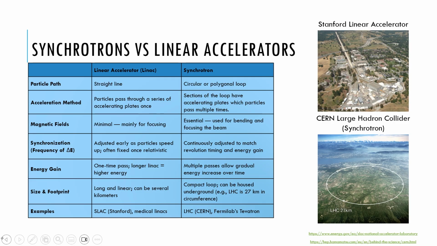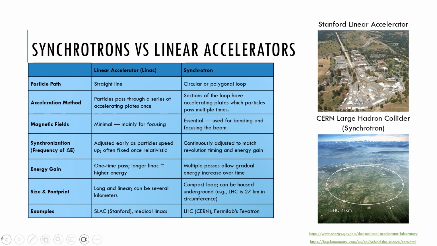For both accelerators, as the particle accelerates through the plates, you're going to have to synchronize the rate at which the electric plates shift from being positive to negative. As the particle gets faster, the frequency of that oscillation is going to have to increase. For a linear accelerator, you can kind of do the math and predict the rate at which the particle is going to accelerate and set that sort of in a predetermined way.